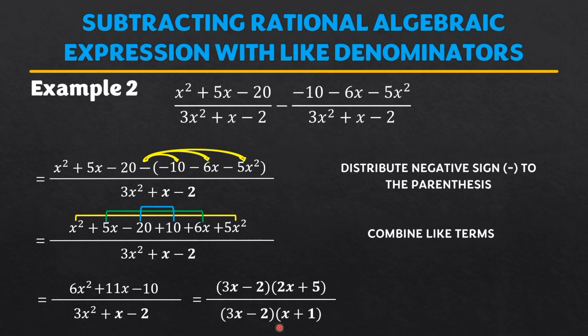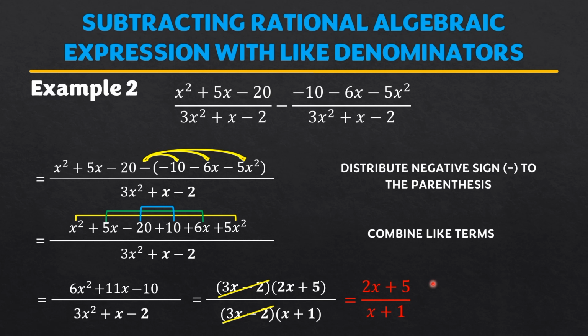In here, we can cancel out the 3x minus 2. So the remaining is 2x plus 5 over x plus 1. So this is our final answer. Okay, so that is the process on subtracting rational expressions with like denominators.